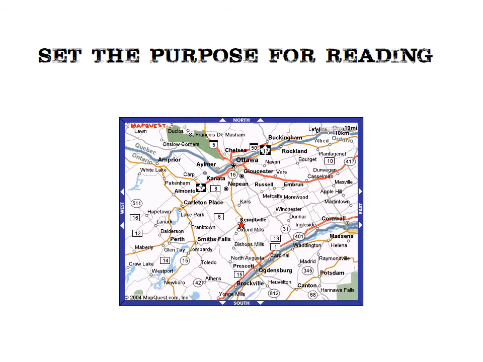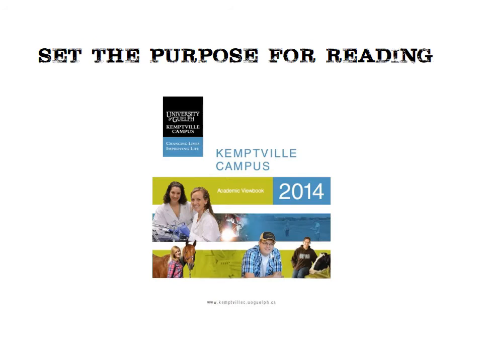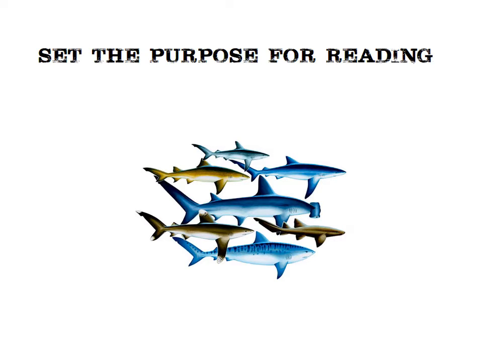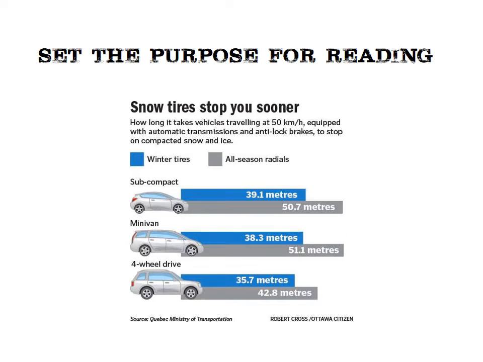In order to set the purpose for reading, it's important to look at what type of text it is. If it's a map, like what we're looking at in front of us, it's also important to know what the features of a map are, and really what the features of any type of graphic text are. So some of them might include a map, but also a brochure, a diagram, an illustration, or a chart like this one.